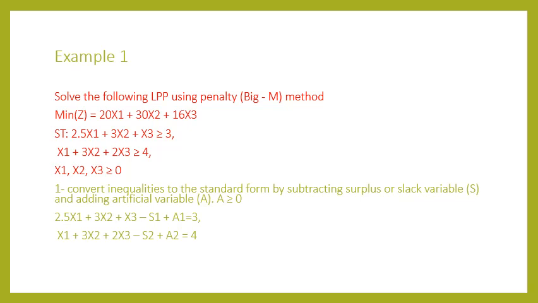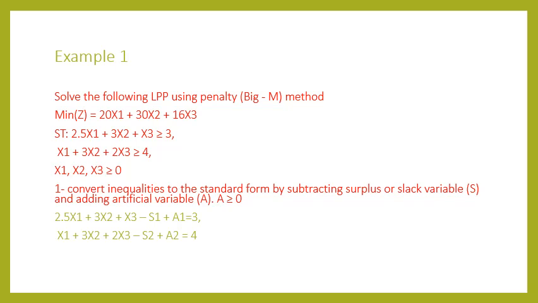Now, what is the first step here? It is to convert the inequalities or constraints into the standard form by subtracting surplus or slack variable s and adding artificial variables a. a is more than 0, not equal to 0.